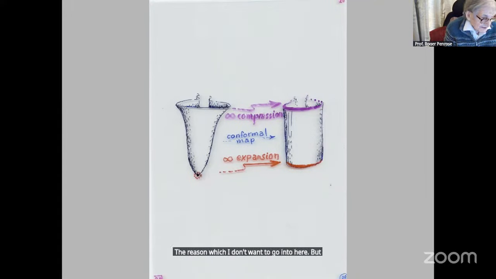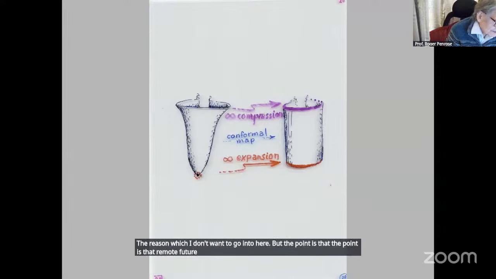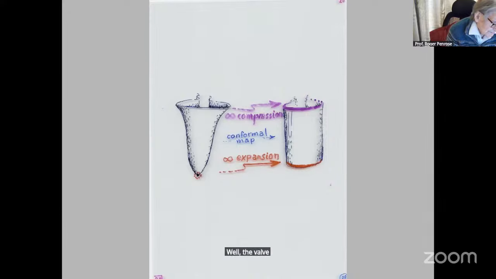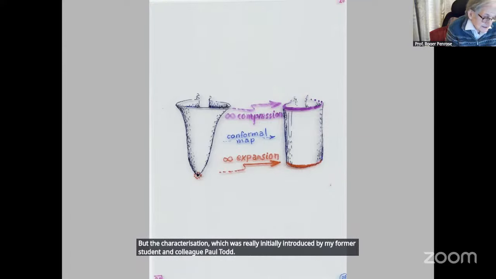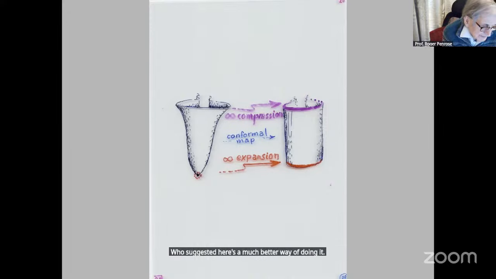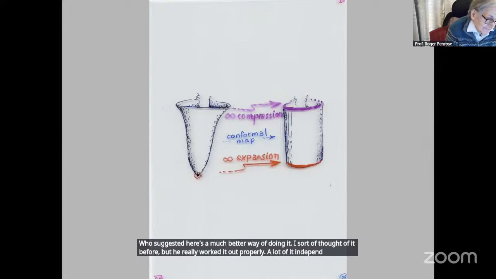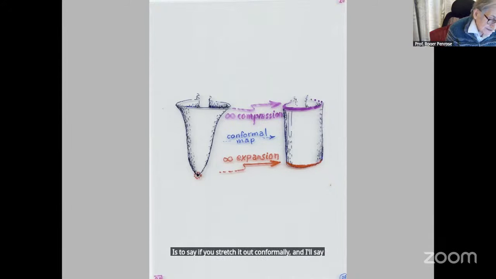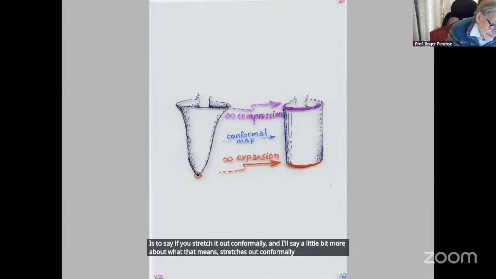But the point is that the remote future looks as though it gets very, very rarefied and very uniform. The Big Bang is such that, how do you characterize the fact that the gravitational degrees are not activated? Well, the Weyl curvature is very small, maybe zero, but the characterization, which was really initially introduced by my former student and colleague Paul Todd, who suggested a much better way of doing it. I'd sort of thought of it before, but he really worked it out properly, thought of it independently, and I give him full credit. He said the best way of talking about what's special about the Big Bang is to say if you stretch it out conformally, and I'll say a little bit more about what that means, it's nice and smooth and makes a nice boundary.